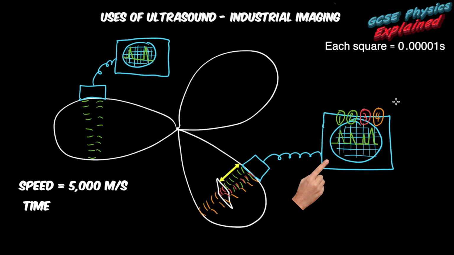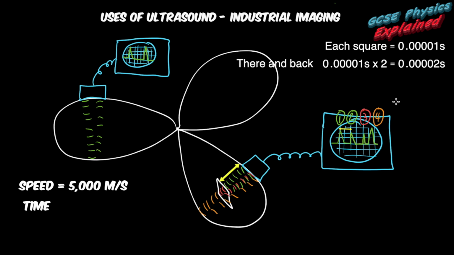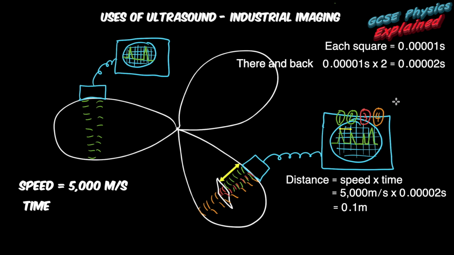For example, each square on the cathode ray oscilloscope screen might represent 0.000001 seconds, and there's 2 squares from the first pulse to the crack. So that's 0.00002 seconds for the ultrasound pulse to travel to the crack and back. Distance equals speed times by time, which equals 5,000 meters per second times by 0.00002 seconds, which equals 0.1 meters.